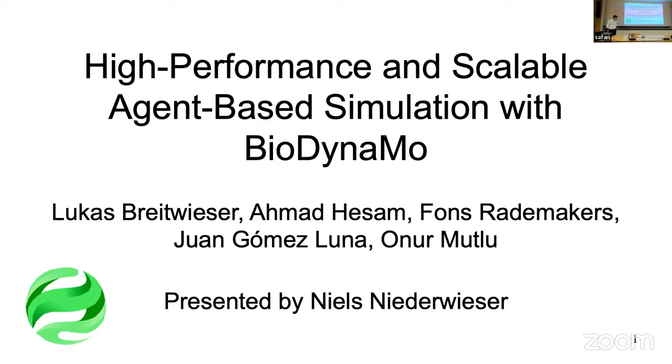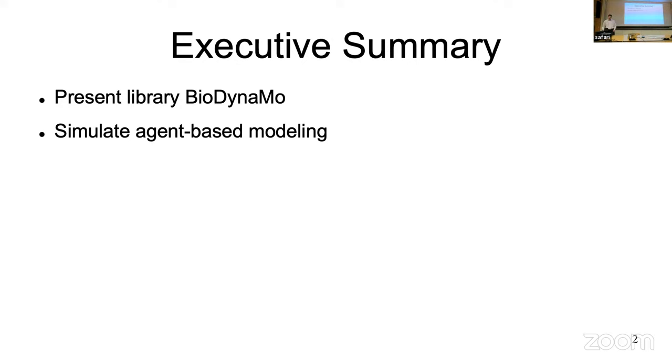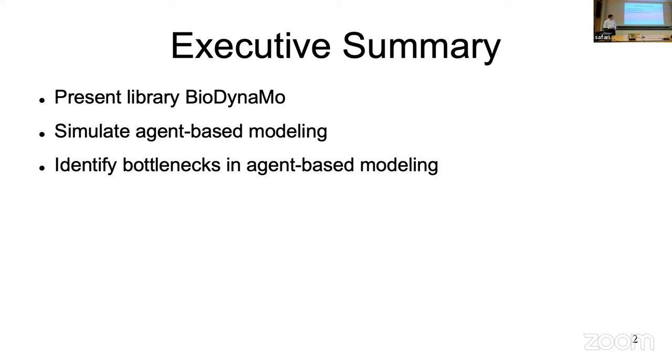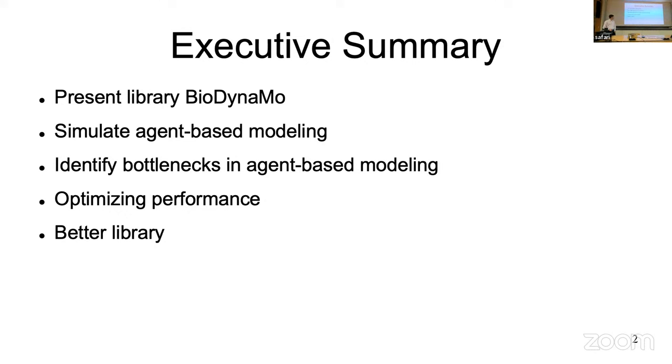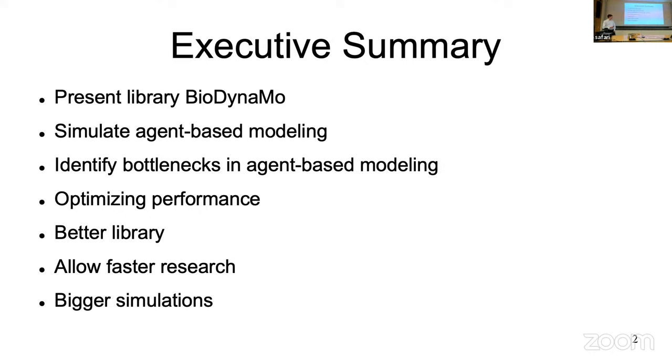Thanks. So today I will present this paper called High Performance and Scalable Agent-Based Simulations with BioDynaMo. Let's start with an executive summary. The paper presents a library called BioDynaMo, which they developed. This library is for simulating agent-based modeling, which is a modeling technique used in various research areas. The paper identifies major bottlenecks in agent-based modeling and tries to fix them by optimizing its performance. This in turn results in a better library compared to the competition that's out there and allows faster research to be done, and also to simulate bigger problems.